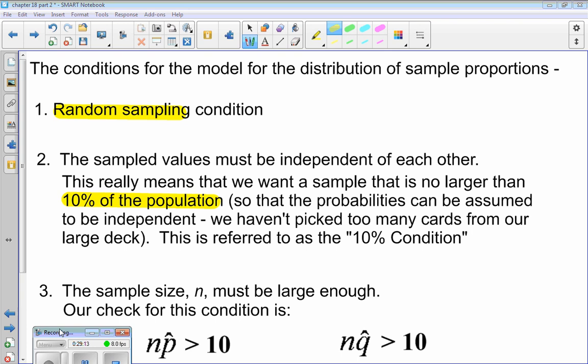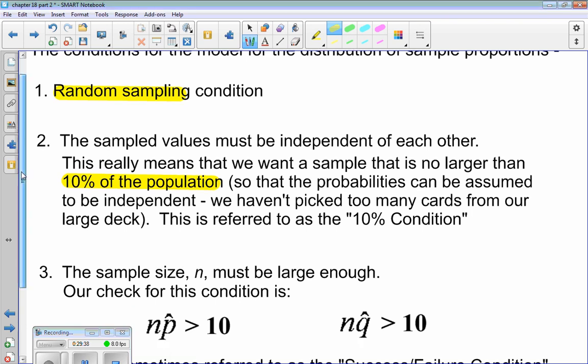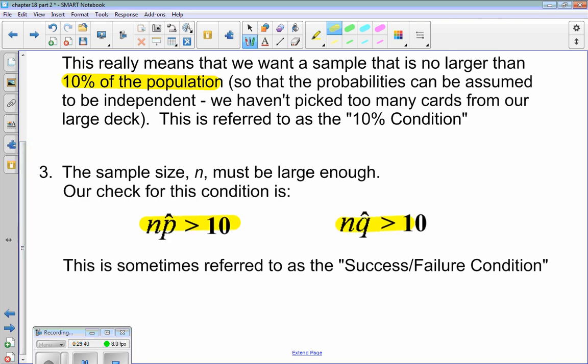Okay, the first two conditions are the same. So once I've decided I'm in the proportions branch in my brain, I'm going to check those conditions. The first two are the same for both. It's the third one that's different. With the means, we had to see whether the distribution was normally distributed to begin with or the sample size had to be greater than or equal to 30. When we're talking about proportions, you have to check this.